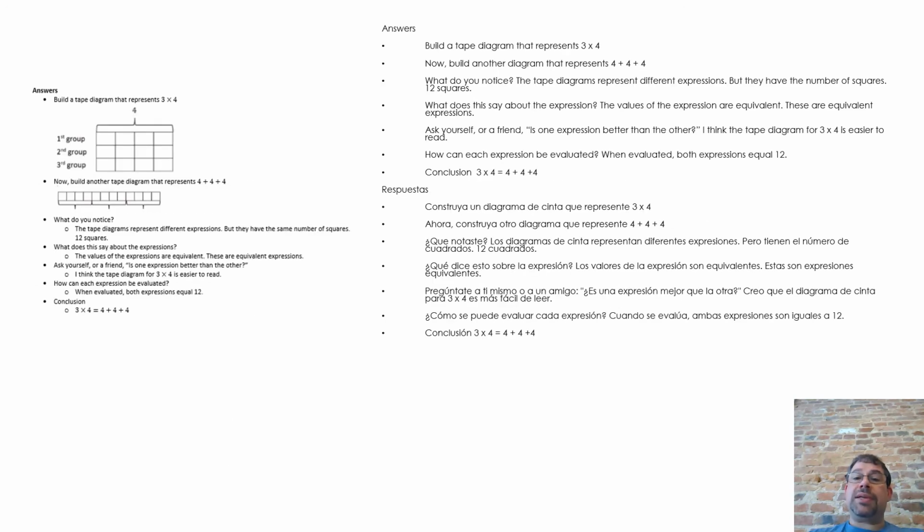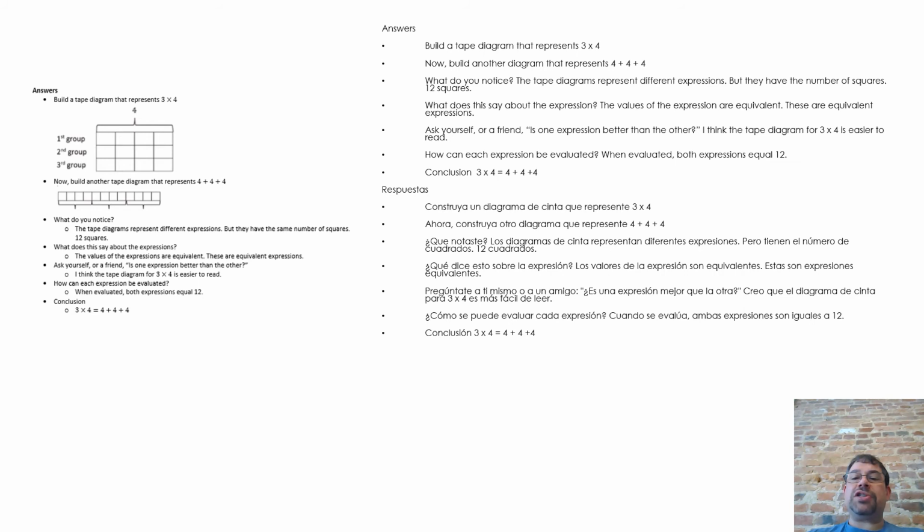Answers. Build a tape diagram that represents 3 times 4. Now build another diagram that represents 4 plus 4 plus 4. What do you notice? The tape diagrams represent different expressions, but they have the same number of squares, 12 squares. What does this say about the expression? The values of the expression are equivalent. These are equivalent expressions. Ask yourself or a friend, is one expression better than the other? I think the tape diagram for 3 times 4 is easier to read.